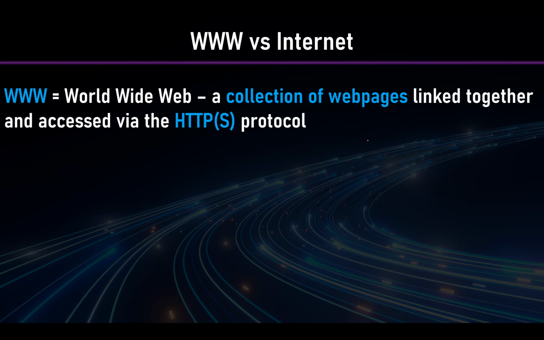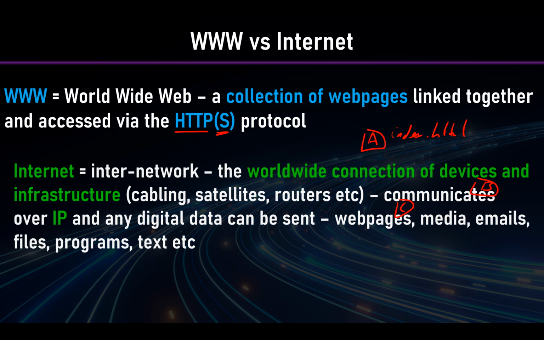And of course, when it says linked together, that's because, let's say here, this is website A, and let's say they have an index, maybe index.html. From this page, they might have a link to website B, and then website B might have a link to website C, etc. So that's what we can say about that. If we say HTTPS, maybe people remember it's the Hypertext Transfer Protocol, and the S just means secure, it means it's encrypted.